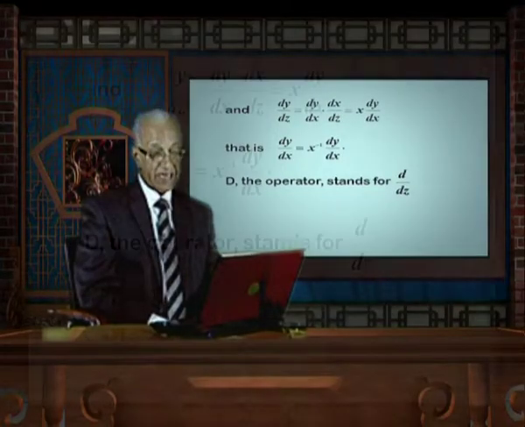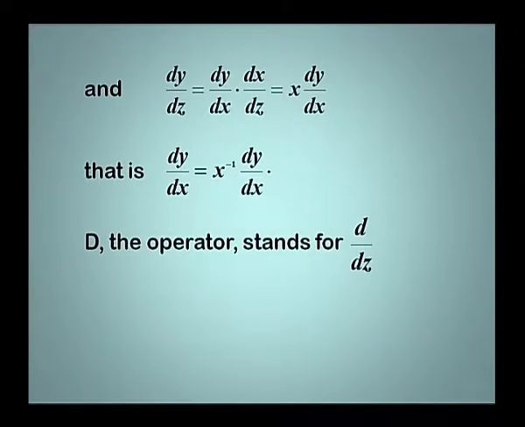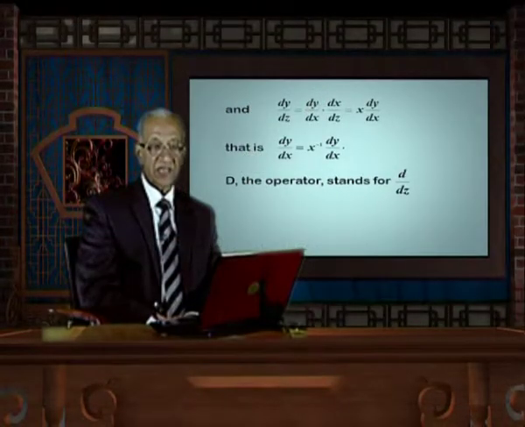And therefore, we write it as dy upon dz. This is a parametric relation, as you can see. This is written as dy upon dz equal to dy upon dx into dx upon dz. And that gives you the result x dy upon dx.